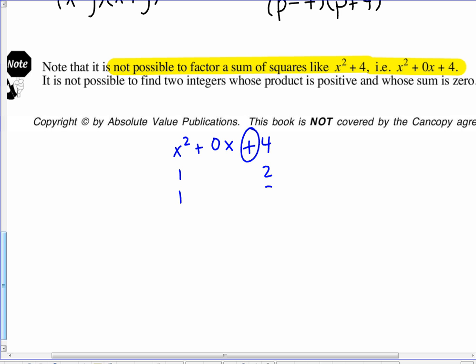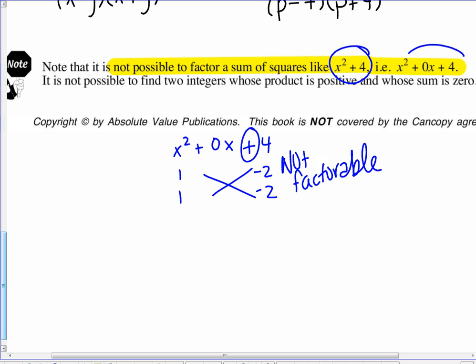1 and 1, 2 and 2, is there any way to make 0? Or if I do negative 2 and negative 2? No. Not factorable. Yeah? So, if we got a question on a test and it had that, we just say not factorable? You just say not factorable. Or write the same thing down. You're done. You could. Yeah.